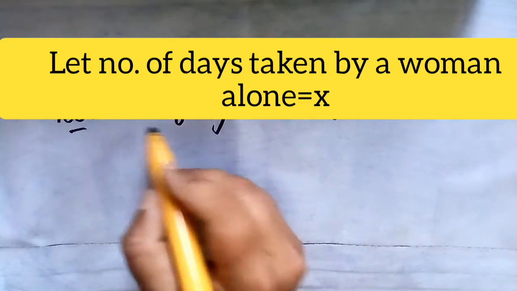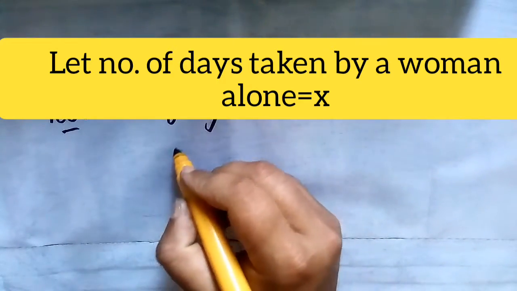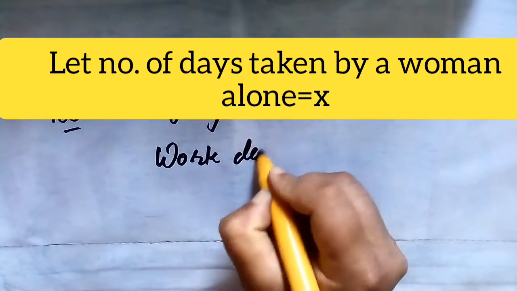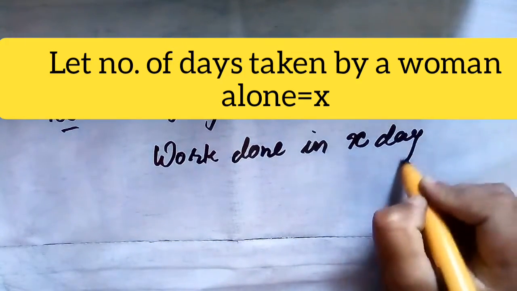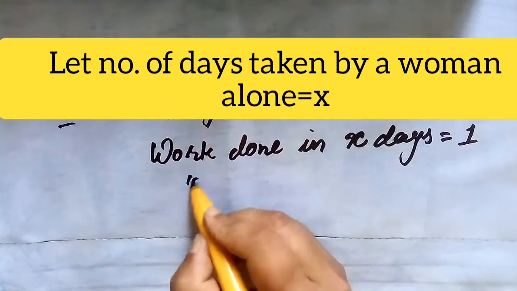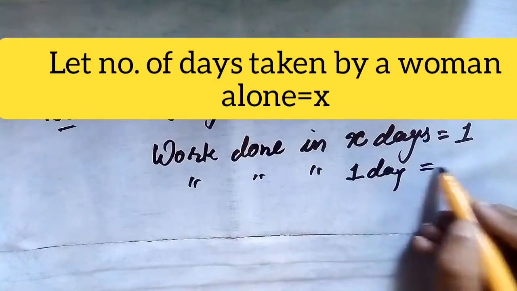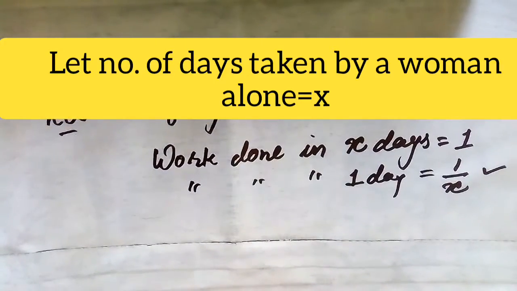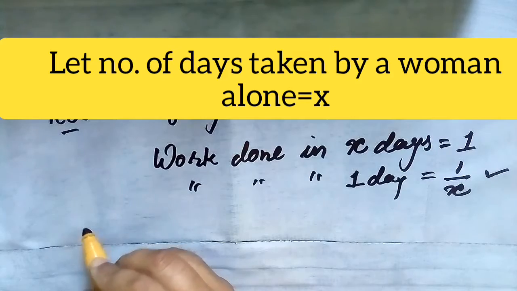So how to start it? Let the number of days taken by a woman alone equal x. Now to frame the equation, we will use the unitary method. The work done in x days is 1, because one work is there, and therefore the work done in 1 day will be 1 upon x. There are many shortcuts, but here we are using the usual method because this question is important for CBSE exams also.